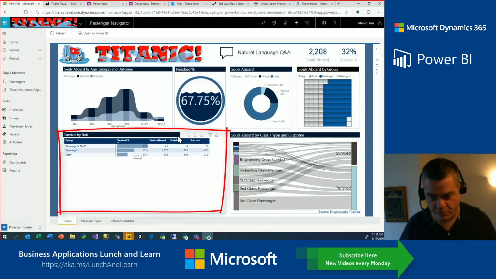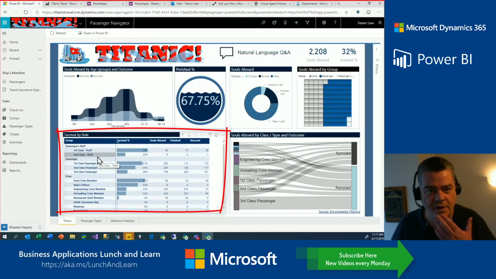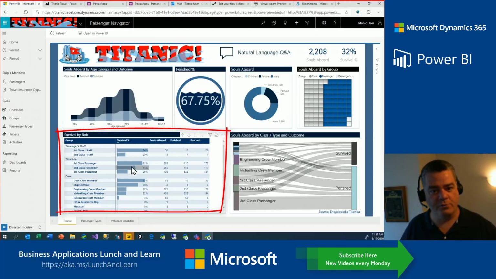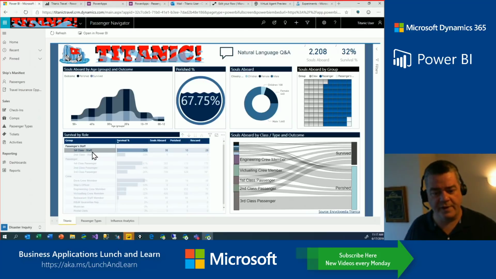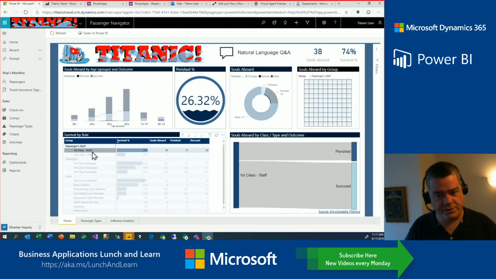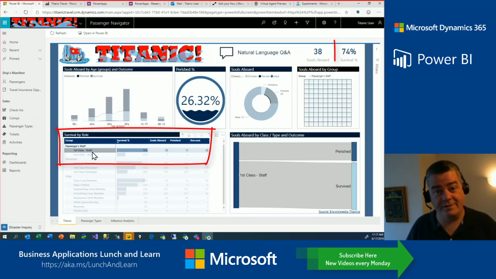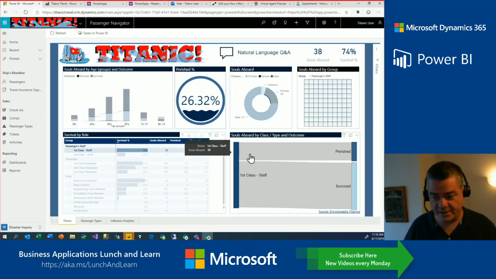So let's drill in for a second real quickly. If I break this out, even within all the groups, there's one group called first class staff, and those are the people who are personally employed by the first class passengers. If I click on that and isolate it to just the first class staff, I can see there's a 74% survival rate for that one particular group. We can see most of them survived.